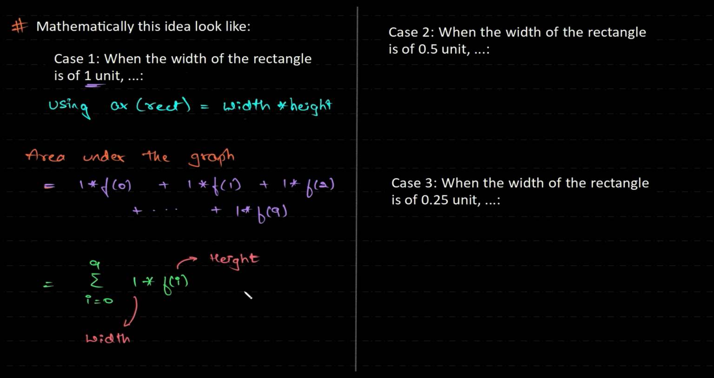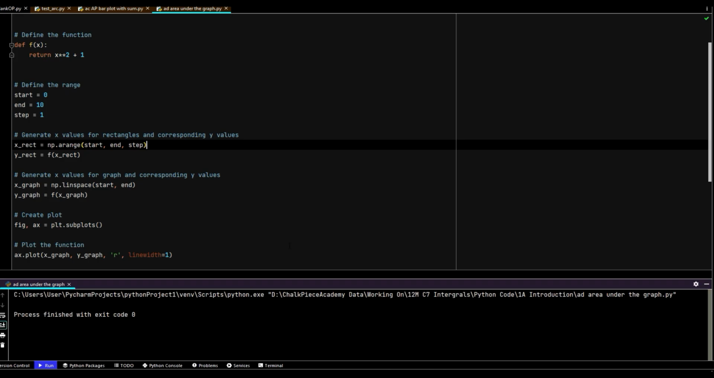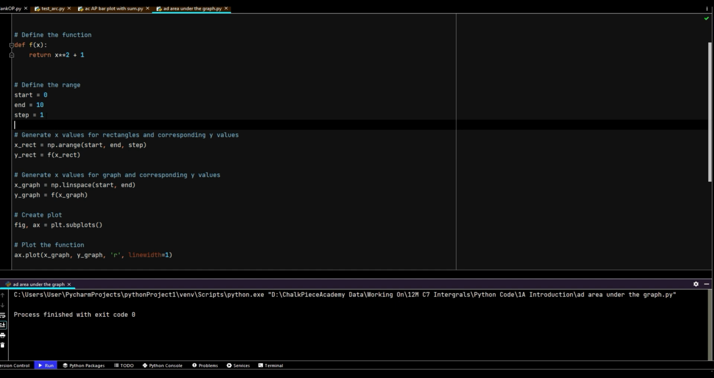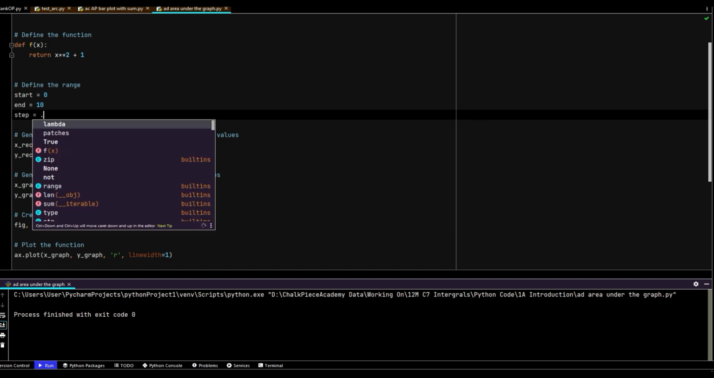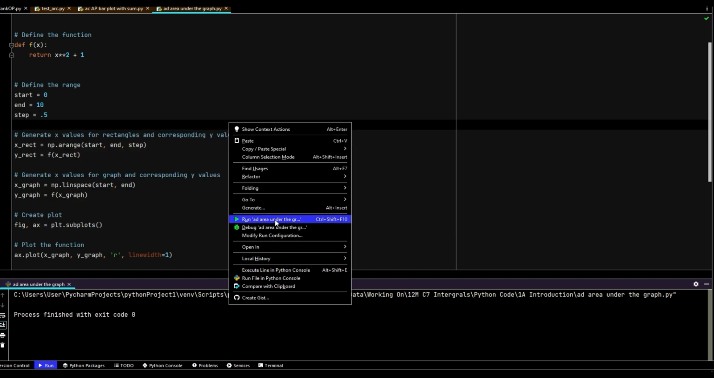Agree? When I decrease the width, what will happen? The area under the graph will be equal to summation of, now what will happen? So this, whatever was there, if I reduce the width by half, 0.5, how many rectangles will be there?